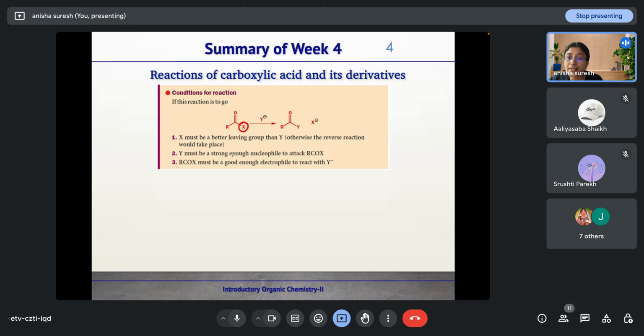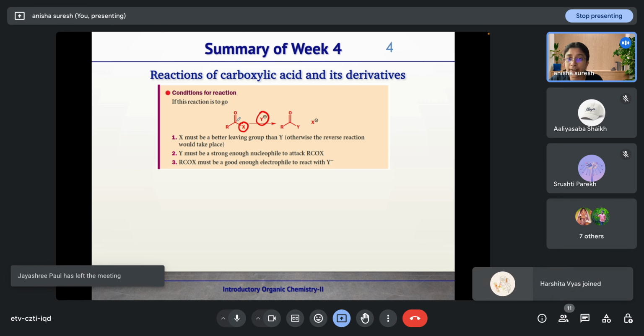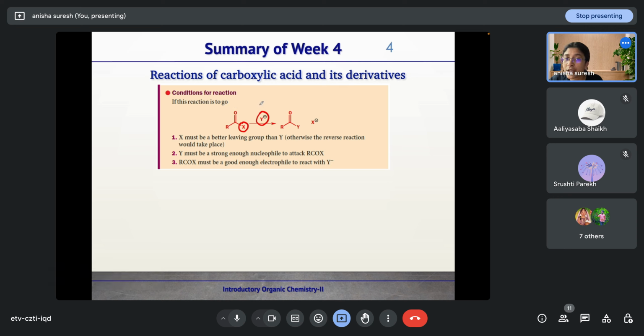Then Y must be a strong enough nucleophile to attack RCOX. So there should be a good nucleophile so as to attack at this electrophilic center of the carbonyl. And RCOX should be a good enough electrophile to react with Y minus. So it should be a good electrophile and a good nucleophile, as well as X should be a better leaving group. These are the conditions for this reaction to take place.